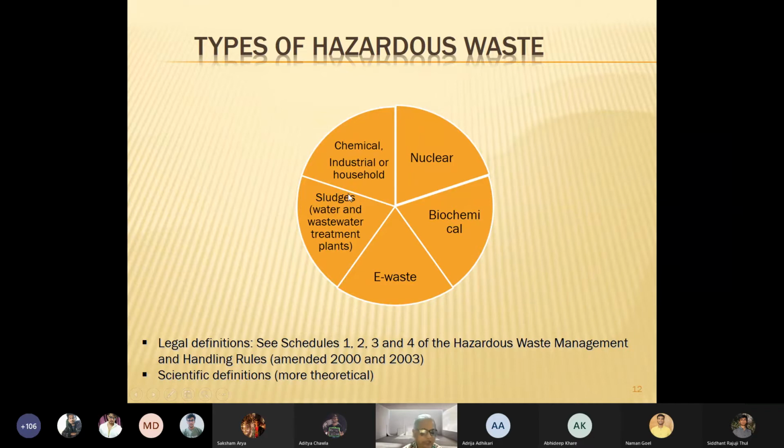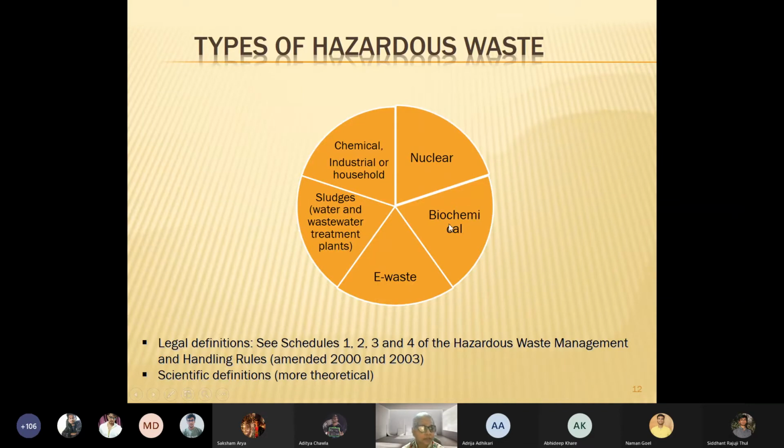Now, household hazardous waste includes your dry cells, your disposable batteries, tube lights, thermometers, all paint cans, pesticide cans. These are the things that we use on a daily basis, and we know that they're all hazardous in nature. Here are more examples of those kinds of waste. Nuclear waste, everyone knows, has radioactive characteristics and therefore it's hazardous.